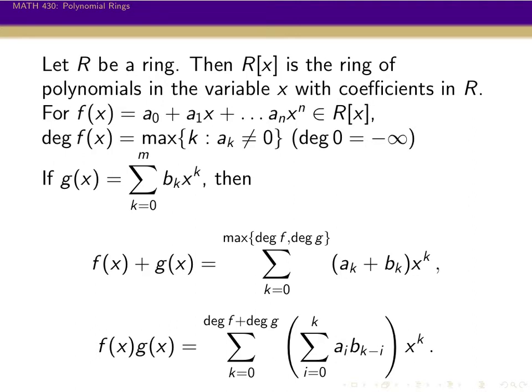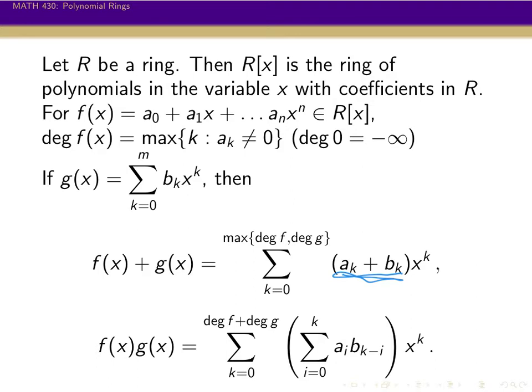Okay, now if we take some other polynomial, let's call that g of x, then we can add and multiply g of x and f of x in the normal ways, right? If you add two polynomials, f of x plus g of x, all you're really doing is adding together the coefficients with the same index, right? That's going to give you a new polynomial where the degree is usually going to be the maximum degree of f and g, depending upon whether or not there's some cancellation.